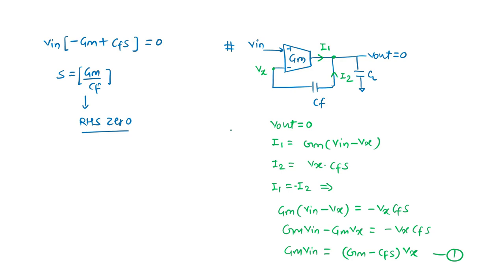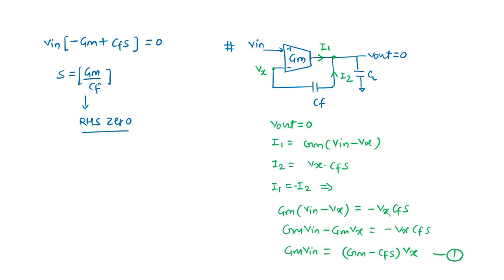So now what is the relation between Vin and Vx? This is the point. If we are calculating the zero in this way, then we are stuck at the point where there is no relation. One more thing I can do from this equation is look for the relation between Vin and Vx.